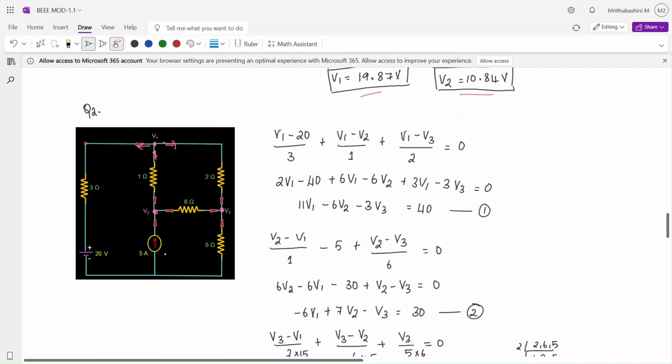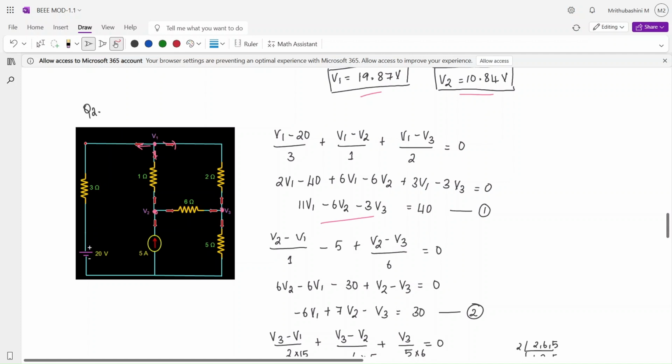So first, how will you write for V1? V1 minus 20 by, see, this voltage minus whatever voltage is there in the opposite node divided by the resistance in between. So this is how it works. So V1 minus 20 by 3. Here V1 minus V2 by 1. V1 minus V3 by 2. Right? Solve this using LCM. You will get this equation.